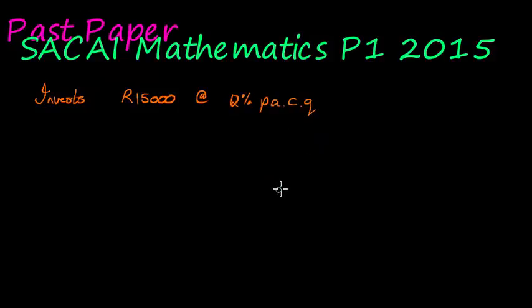If you compound it quarterly, how many times do you get it in a year? 4 times. That's important. At the end, he receives 27,091.67. For how many years did he invest it?